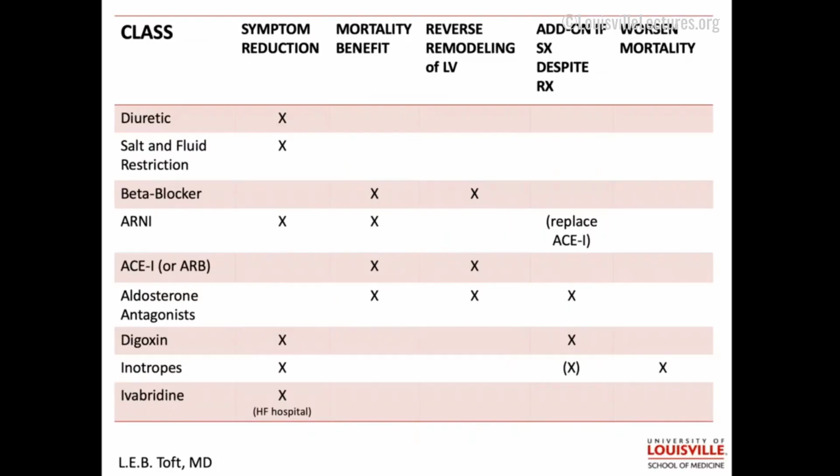This is my personal chart that I use and how I think of them in my mind when I think of the class of medication. I think of whether or not it reduces symptoms, if that's my goal. I think of those with mortality benefit, including the ones that cause some reverse remodeling of the LV. Then I think of what is an add-on treatment if we still have symptoms. And then finally, remembering that inotropes worsen mortality, so that gets a special category in my mind. So this is just another way to organize these classes of medications if it's helpful to you.